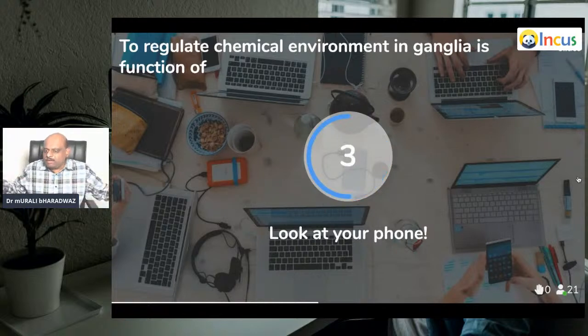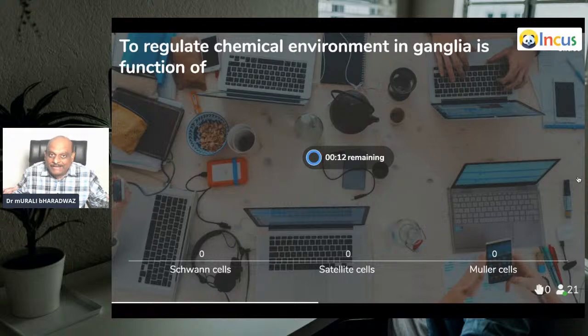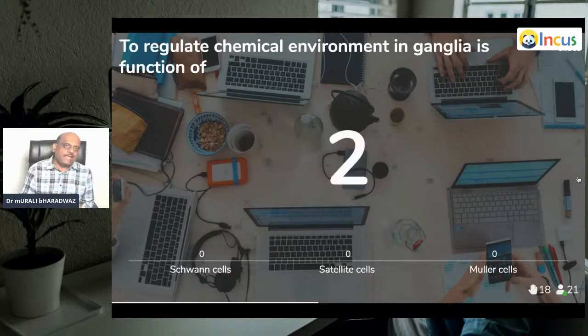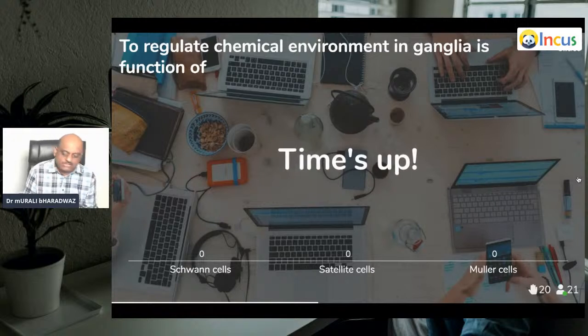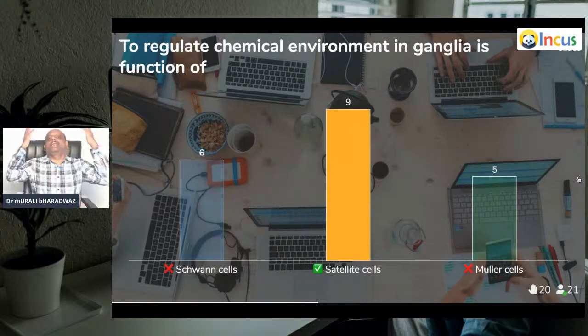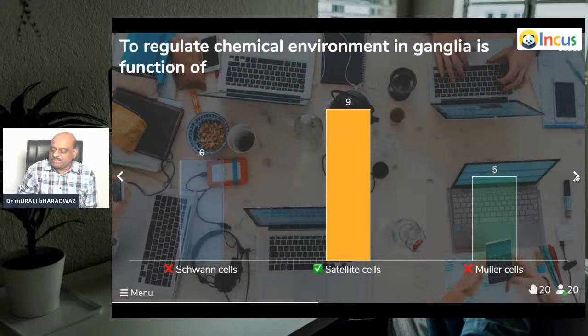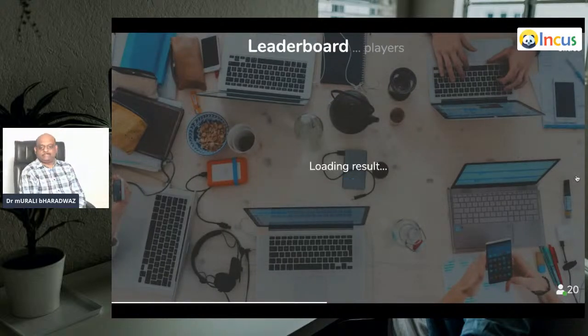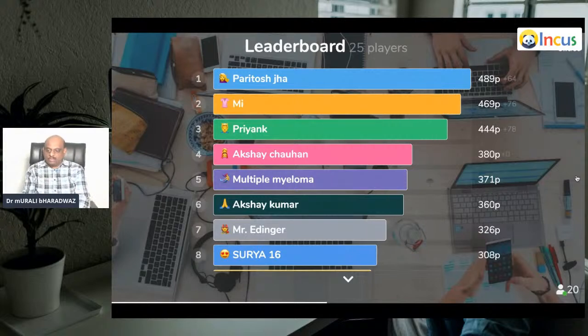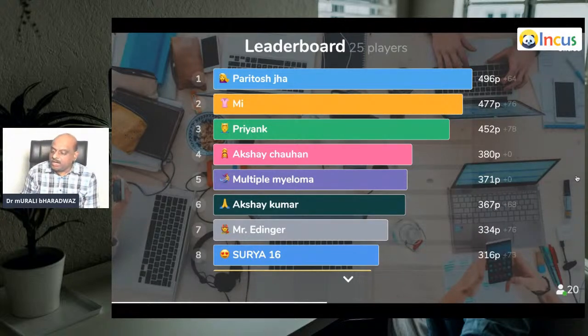To regulate the chemical environment in the ganglia in the peripheral nervous system, it is a function of which cell? To regulate the chemical environment in the ganglia is a function of which kind of cell? It is specialized in that. Bravo! Satellite cell is the one which is typically responsible. That is good. Parito Jha, MI, Priyanka are on the top.